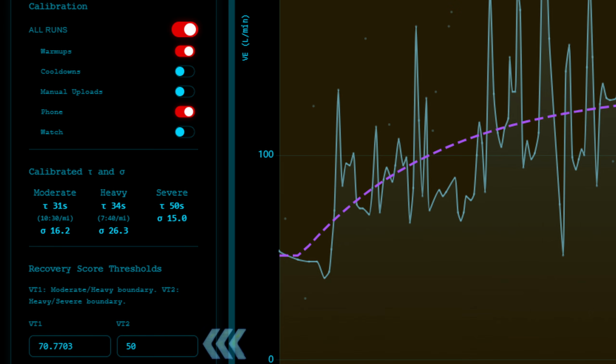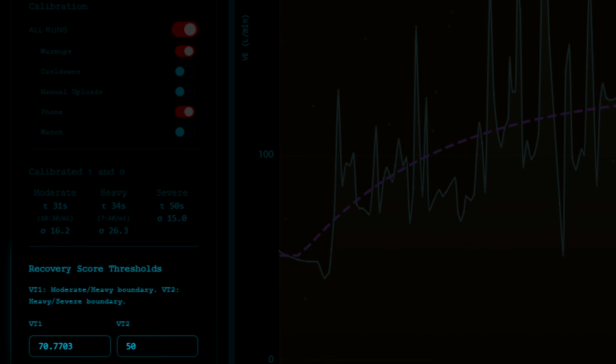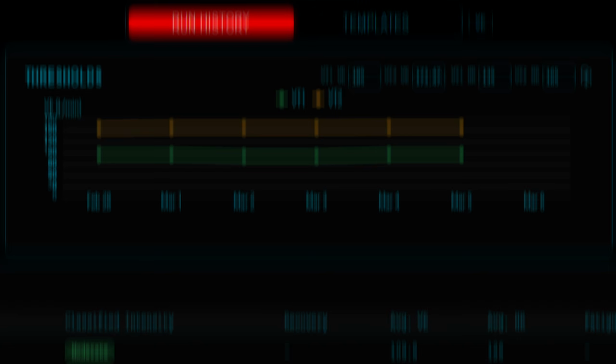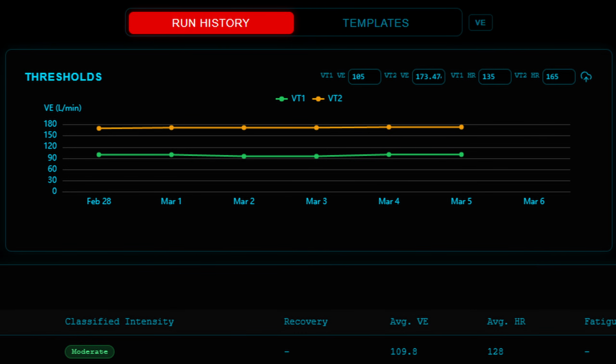Now obviously not everyone will have the same recovery rate. For example, well-trained endurance athletes should be able to recover their breathing much more efficiently compared to less trained individuals. Given this, VTCheck uses a machine learning algorithm to adjust your recovery thresholds as well as a few other metrics, including your aerobic and anaerobic thresholds.